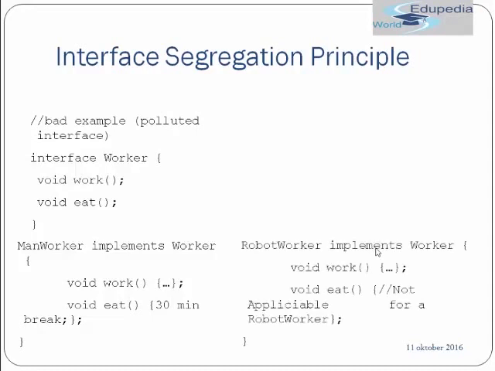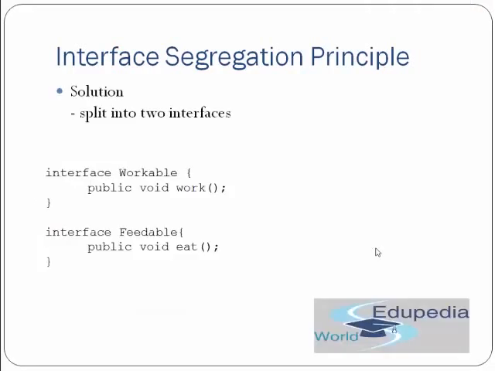Okay, similarly we have a robot worker. For that, eat is not applicable. Why? Because it's a robot, so only work is applicable for it. So the solution would be to split it into two interfaces, where we can say interface Workable and interface Feedable.